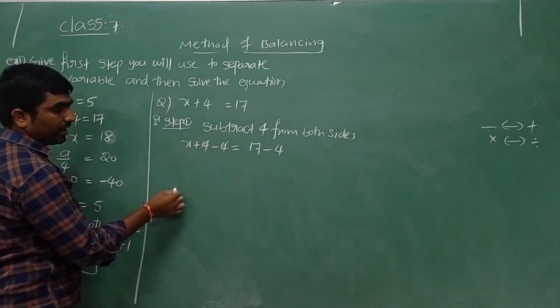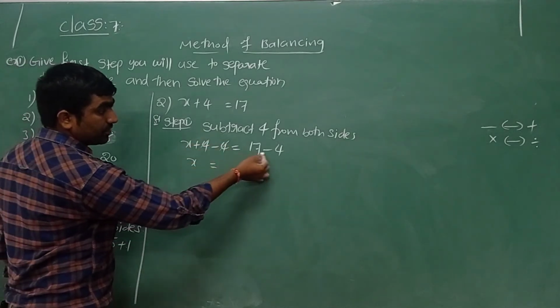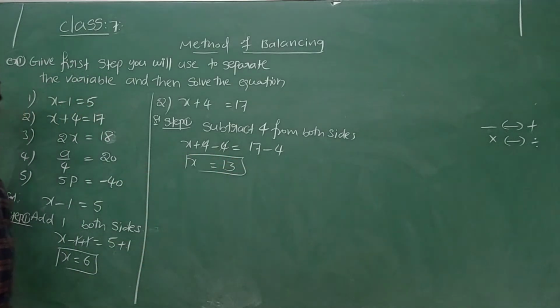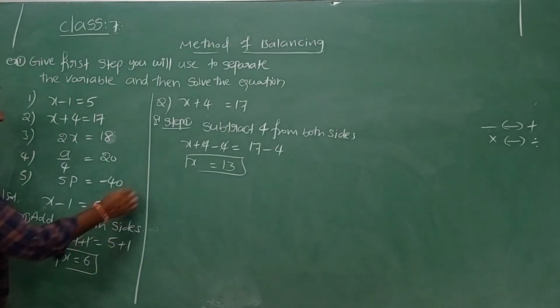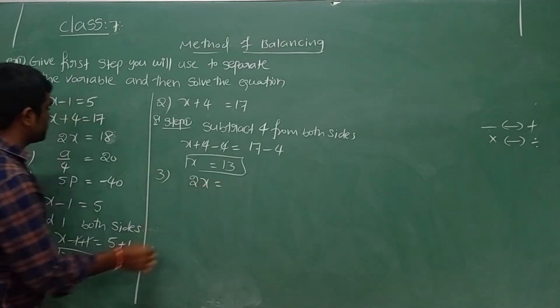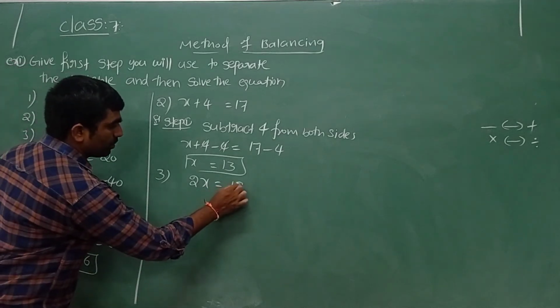Plus 4 minus 4 cancel, 0. x is equal to 17 minus 4, how much? 13. x is equal to 13. Then we'll go for the next, third one. Third one: 2x is equal to 18.